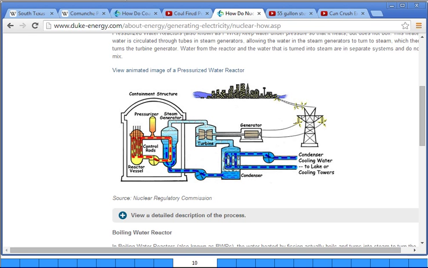There's the big steam generator. And inside you have that primary loop. And then outside you have the turbine, the condenser, the pump, electricity generation going to a cooling tower or lake. Source, hey, the Nuclear Regulatory Commission provided that image.